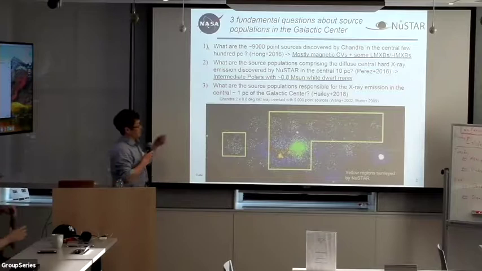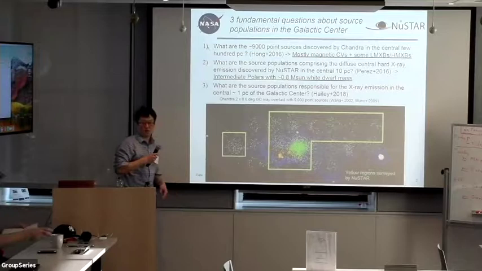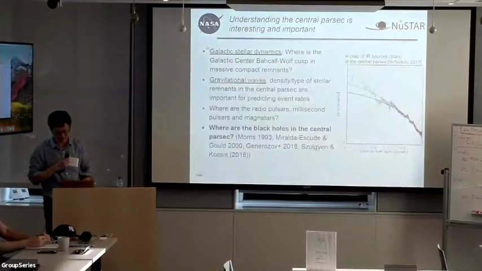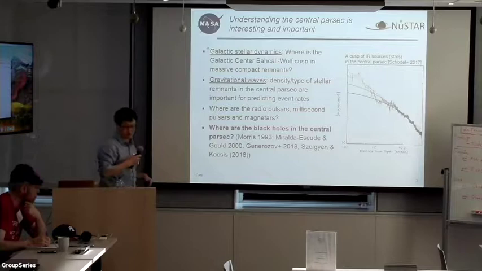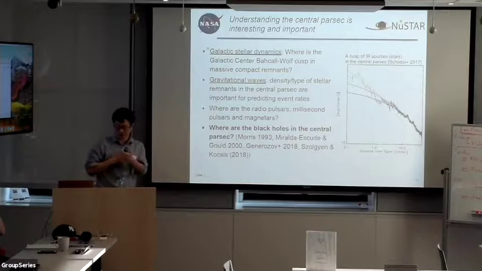And if you go down to the center, the central parsec region, that's the topic of my talk. What's the source population there emitting X-rays? The central parsec region has been very interesting for the last decades, especially whether you can find some Bahcall-Wolf cusp of stars and X-ray emitting point sources. And it's also important to gravitational wave detection, like we're going to be talking about today.